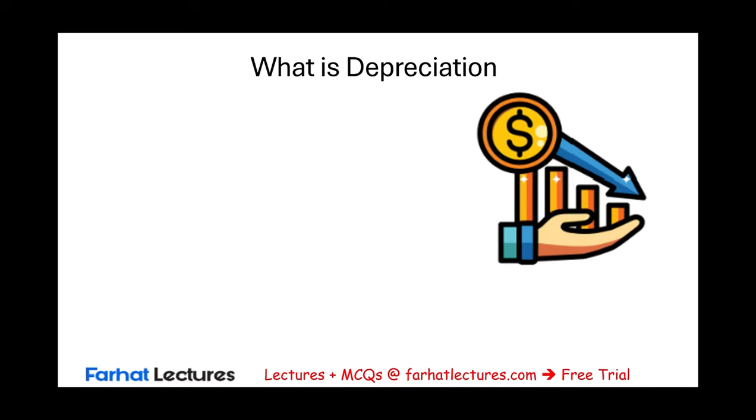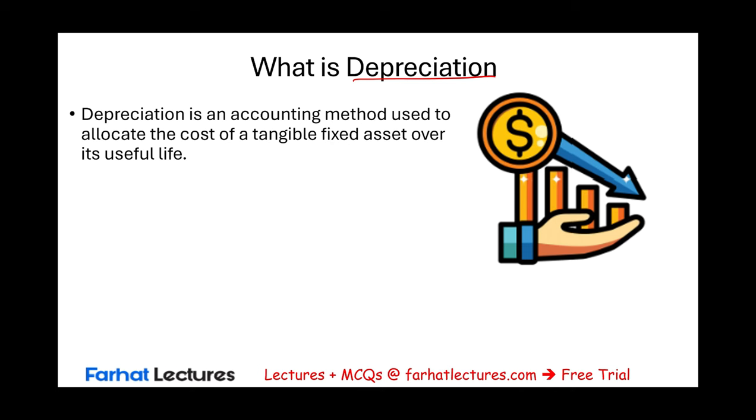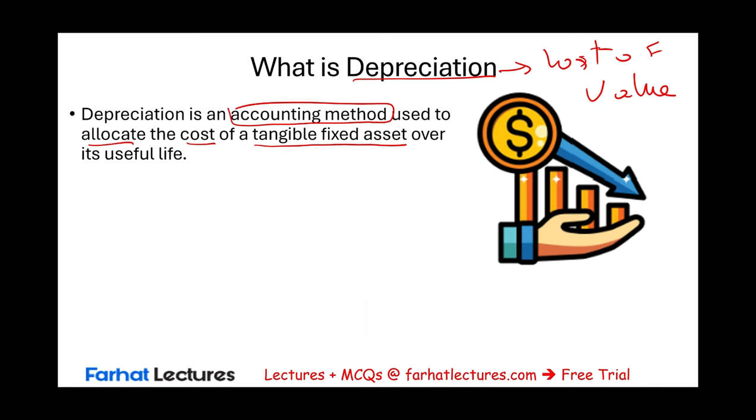Let us start by discussing what is depreciation. Well, depreciation is an accounting method used to allocate the cost of a tangible fixed asset over its useful life. So don't confuse depreciation with loss of value. Loss of value means the asset lost value because of market conditions. That's not the same as depreciation from an accounting perspective. So what is depreciation? It's a cost allocation process.